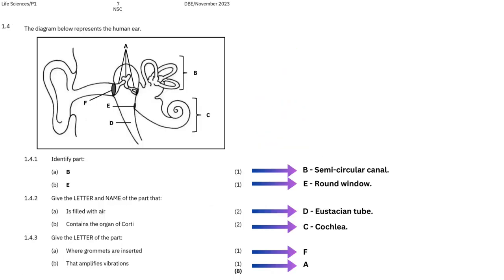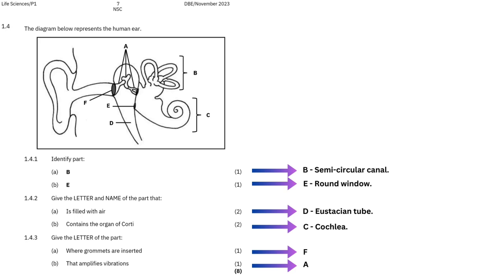Question 1.4. 1.4.1. Identify part labeled B in the diagram. The answer is semicircular canal. 1.4.1 part B. Identify part E, and the answer is round window. Question 1.4.2. Give the letter and name of the part that is filled with air. D, eustachian tube. Remember to give both the letter and the name for this answer.